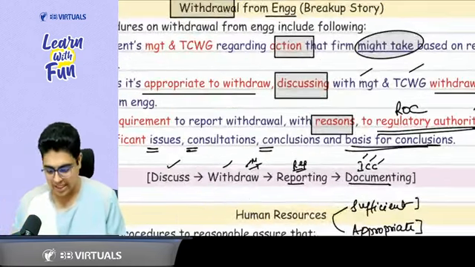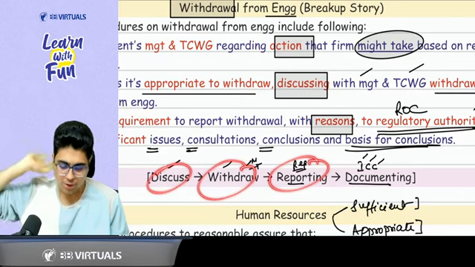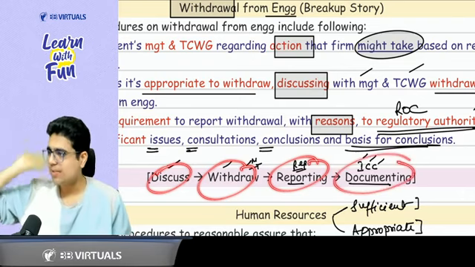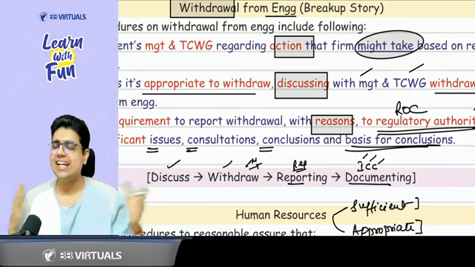So this is a quick summary. Discuss with the client, then withdraw. Also need to report to the regulatory authority and document the ICC. ICC means the issues, consultations and conclusions.